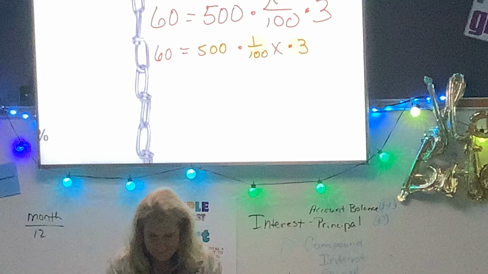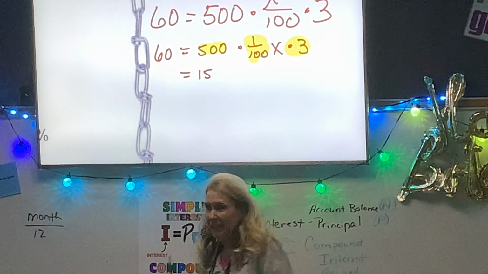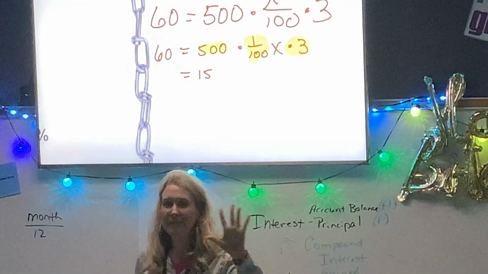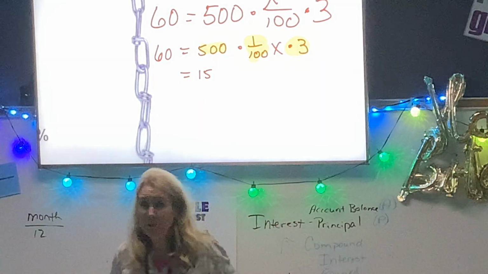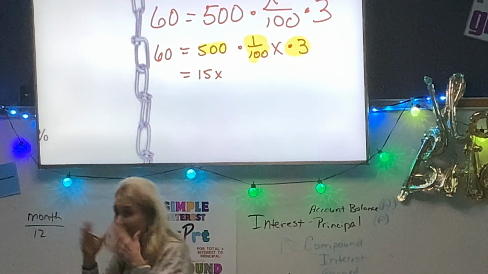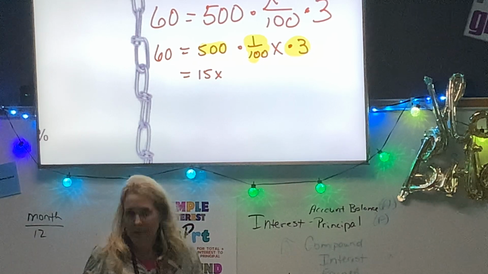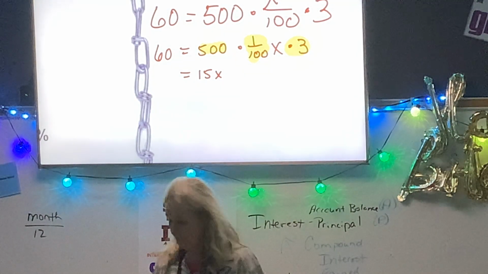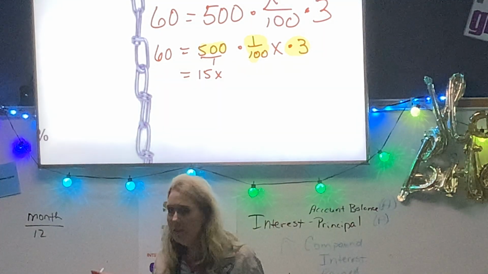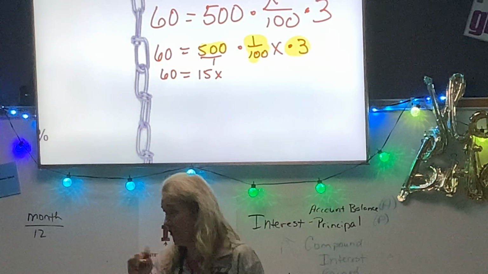And it's 15. Do you want to know what I just did? I did 500 times 1, which is 500. Divide by 100 and I get 5. And what's 5 times 3? 15. Do you see how that works? That's why I have 15, because I was doing the math in my head and said the answer out loud. You can go old school and multiply straight across, but the calculator does it for you.